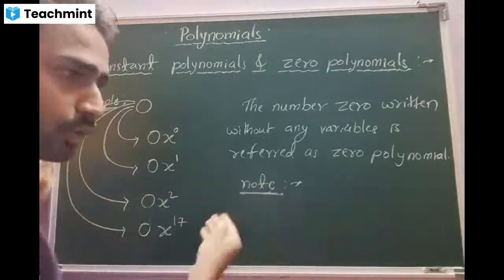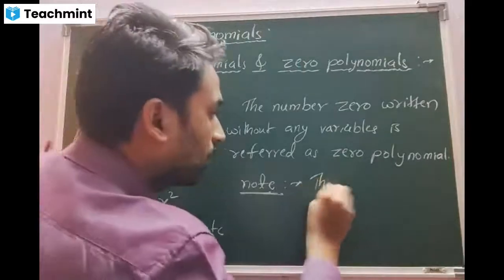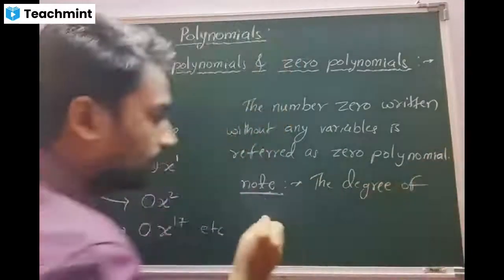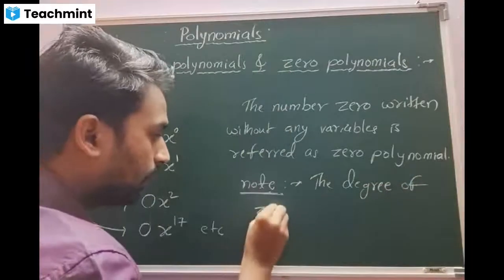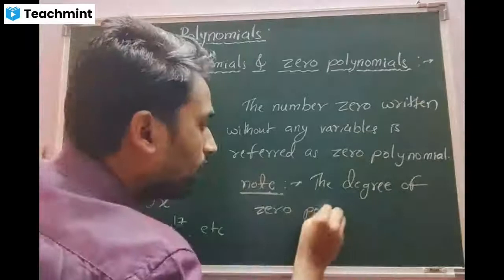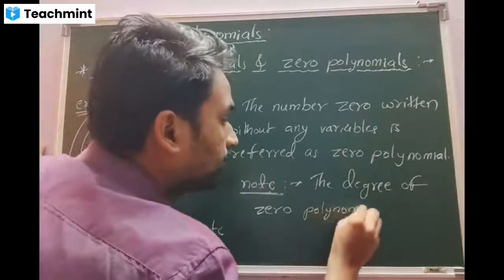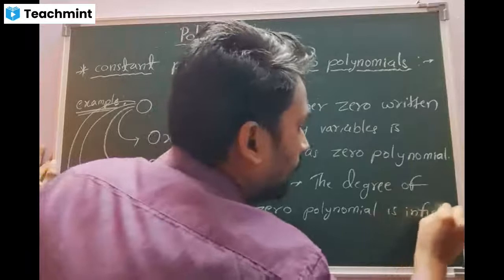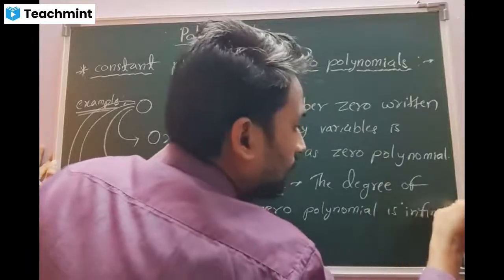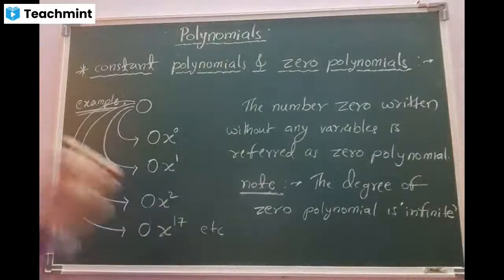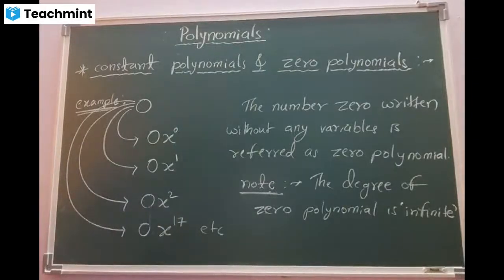So write down: the degree of the zero polynomial is infinite. We don't know exactly. Infinite, not determined. Is that clear, beta?